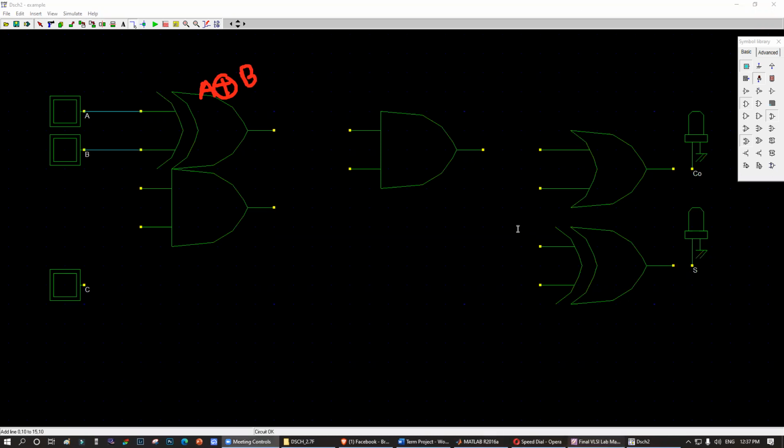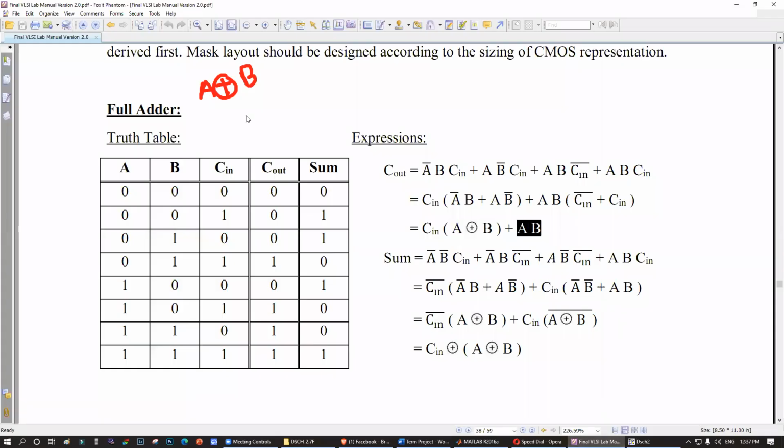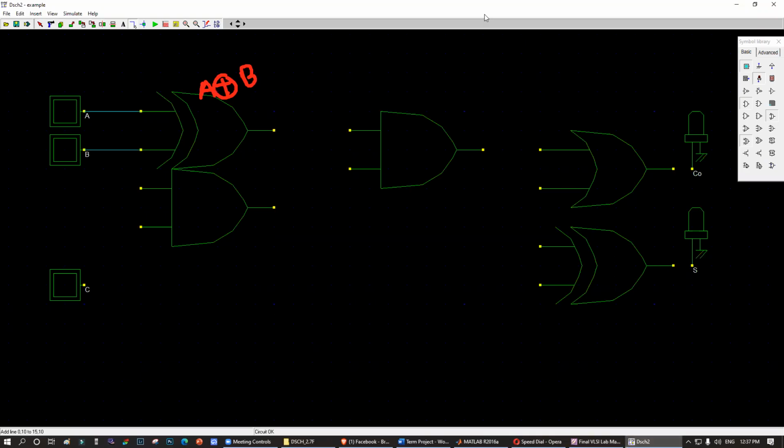Next, we have to make the AB. Let's connect them together. That means A is coming, B is coming. So this is your AND gate. So this is your AB, right?